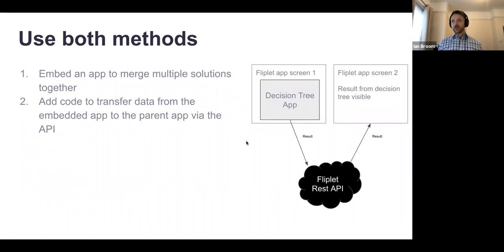In a perfect world, you'd probably use both methods because each method has limitations. As an example, you might embed an app to merge multiple solutions together, such as having a screen in Fliplet with a decision tree app embedded into it. But then what you might need to do is add code to the decision tree to transfer the data from the decision tree out to an external REST API so that it can be shown in the next screen in an app.